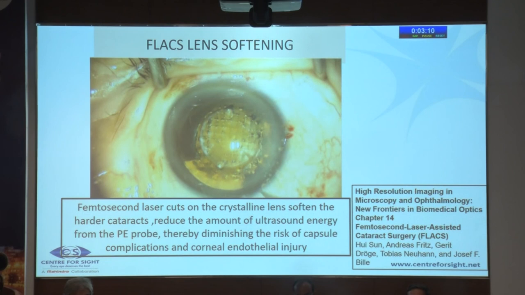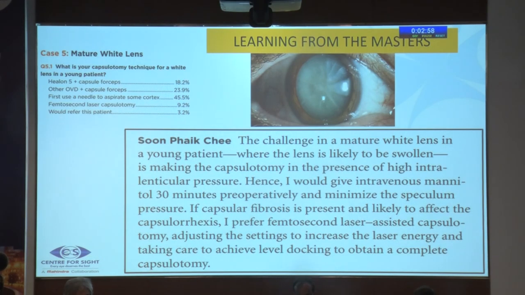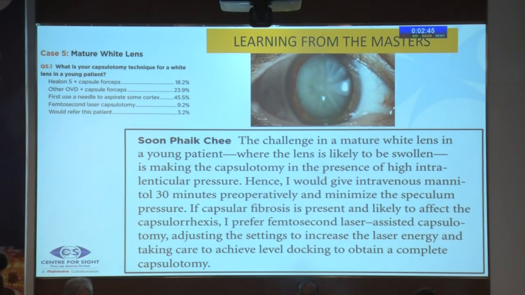Along with that, with the flax, remember there's softening of the hard cataract. Therefore, it reduces your phaco time and diminishes also the risk of posterior capsular complications and endothelial injury. Now, we learn from our masters, and this is none other than from Singapore. The lady says that I would give intravenous mannitol 30 minutes preoperatively, minimize speculum pressure. If capsular fibrosis is present in such a case, I would prefer a flax incision.